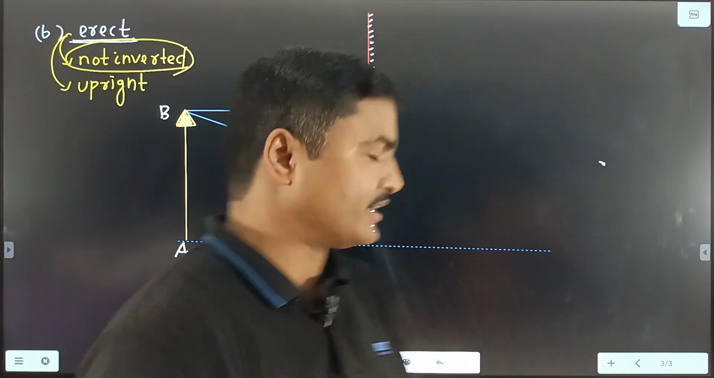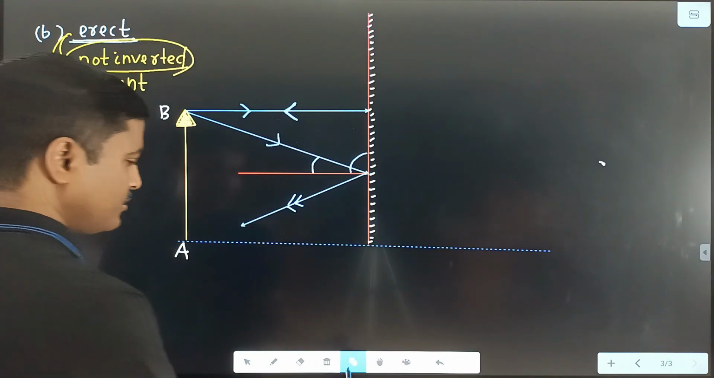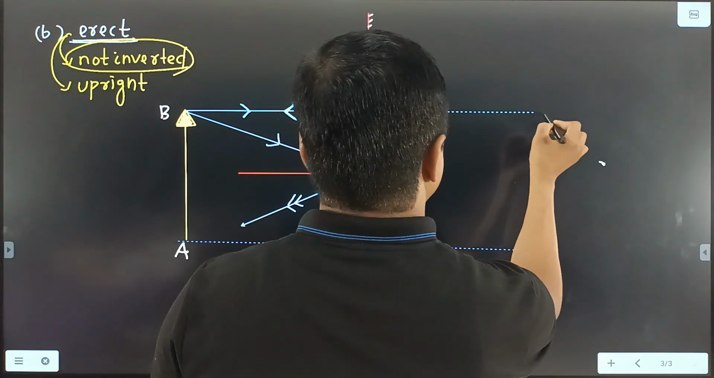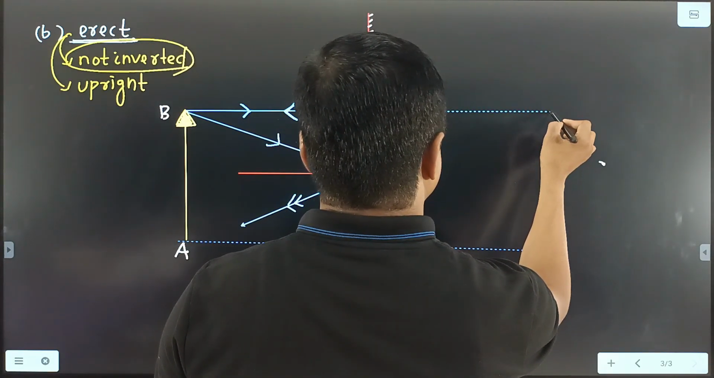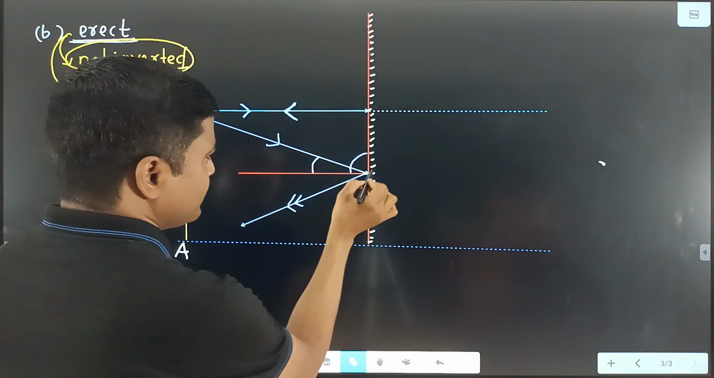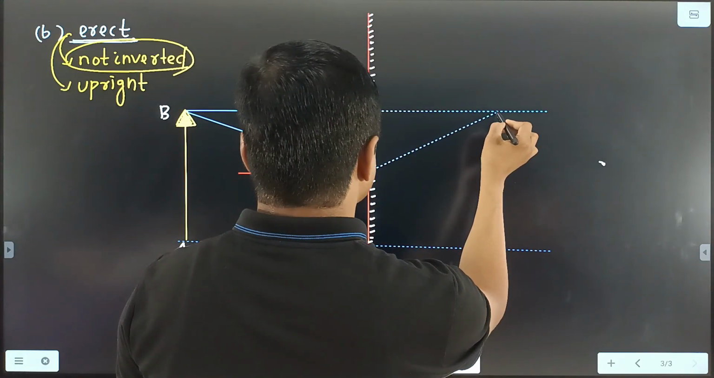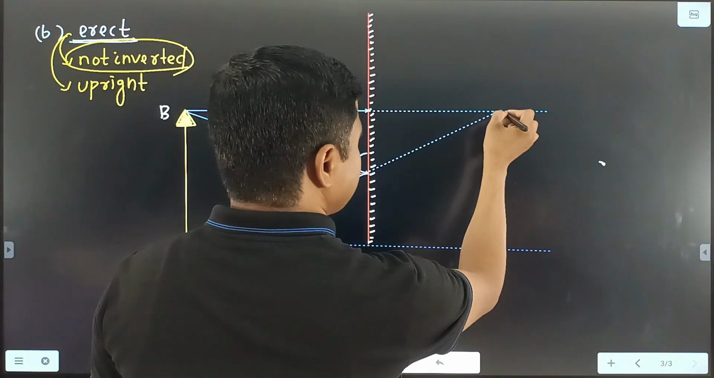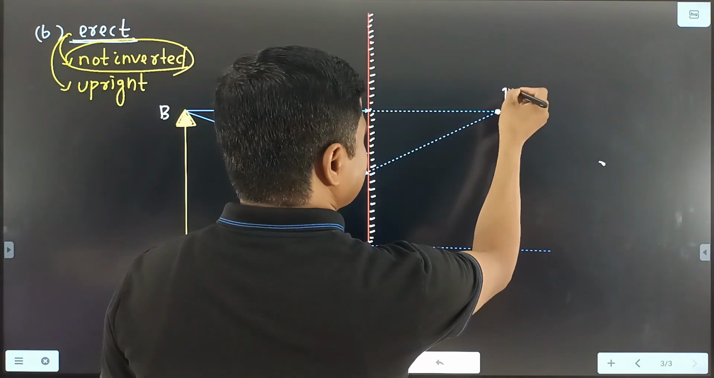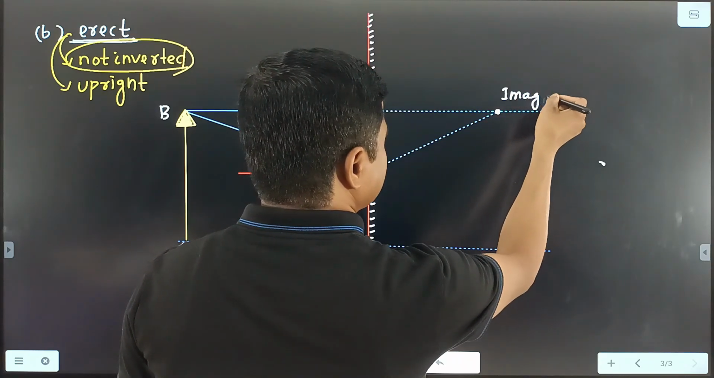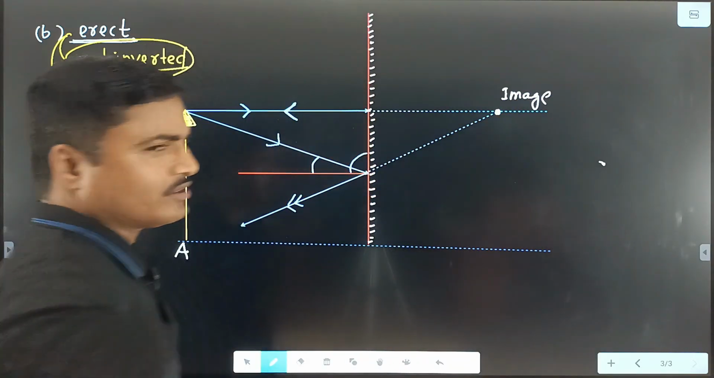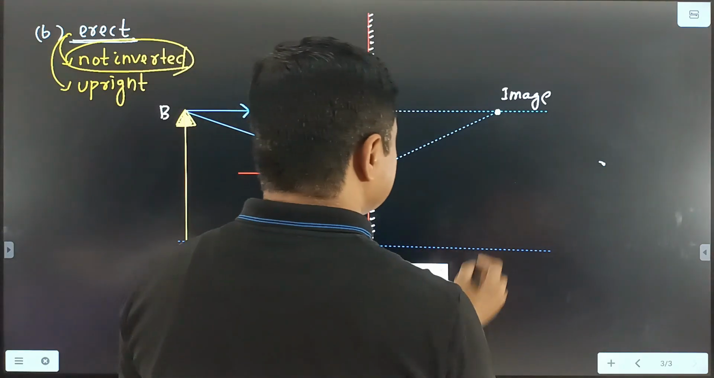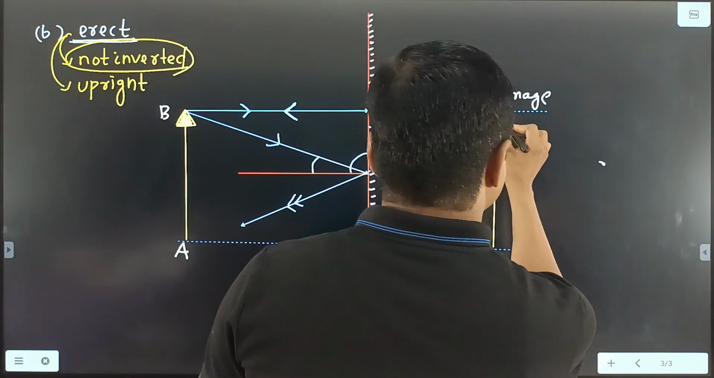Same thing, we extend both the rays in the backward direction with a dotted line. This one is the first reflected ray and we extend it in the backward direction. The second reflected ray, here also we extend in the backward direction. And both the reflected rays, after extension in the backward direction, meet at this point. This is the position of the image. Image is formed at this point. And draw the image. This one is the image.